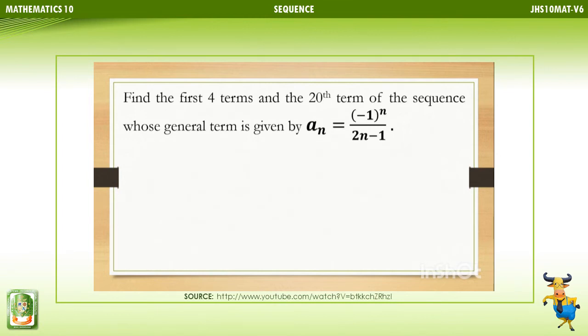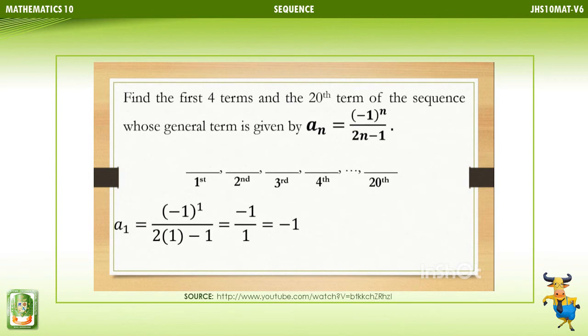Next, find the first 4 terms and the 20th term of the sequence whose general term is given by a sub n is equal to the quantity of negative 1 raised to n over 2n minus 1. So, ito na yung sinasabi ko. We really need the general term or yung rule natin kasi may cases na pang 20th term yung tinatanong. So, paano natin siya makukuha ng mas mabilis? With the help of the general term. So, let's solve.